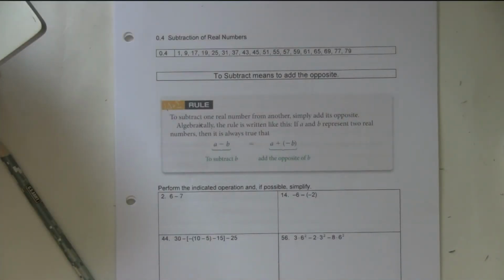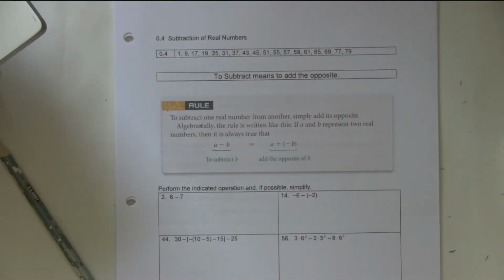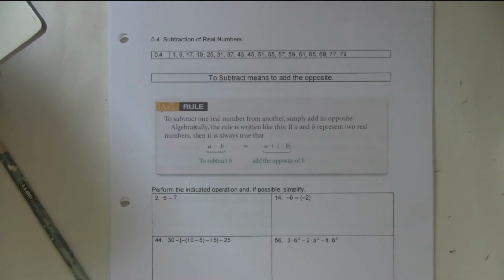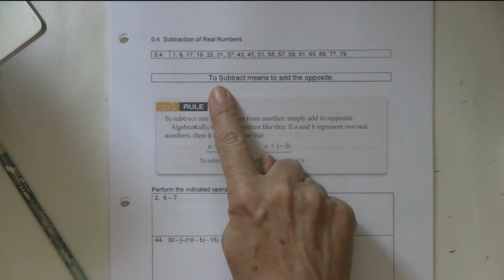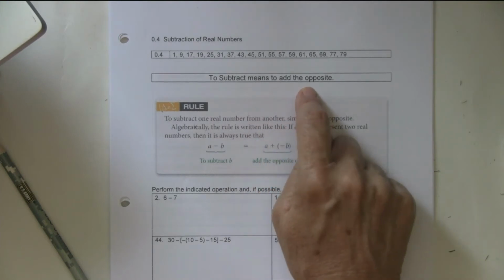We have some lovely math to do on chapter 0.4, so let's get to it. Oh, I'm supposed to push this button. Okay, so here is 0.4, subtraction of real numbers. In section 3, we had done addition of real numbers, and so here we're going to do some subtraction. And what subtract means is to add the opposite.